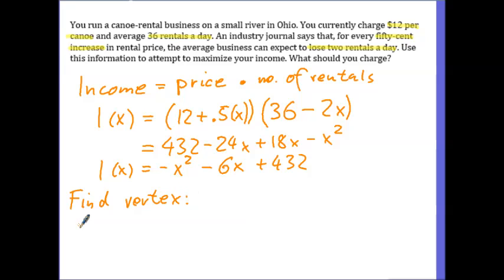So negative b over 2a will be the x-coordinate of our vertex, and we get positive 6, the opposite of negative 6, divided by negative 2, which will give us negative 3. X is negative 3. Now what does negative 3 mean again in this context? We're actually going down with the price. We're going down 3 times with our price.